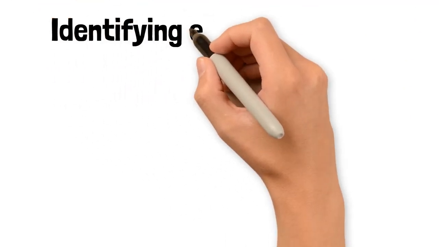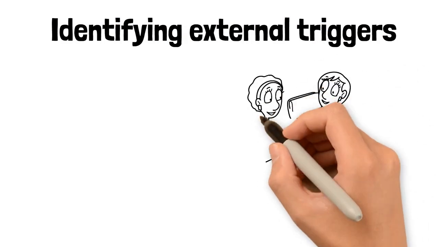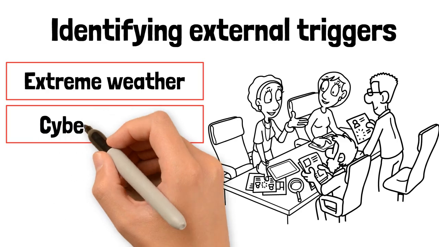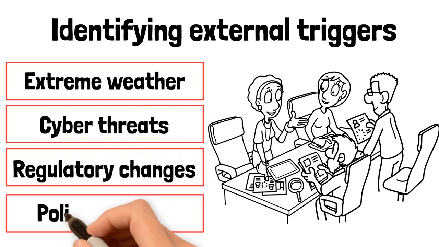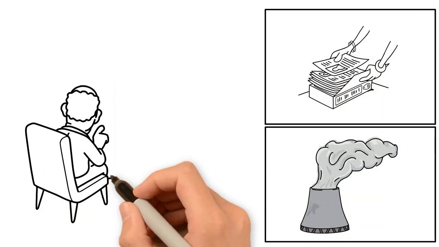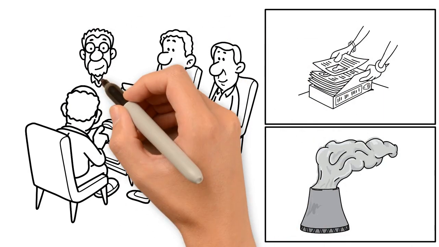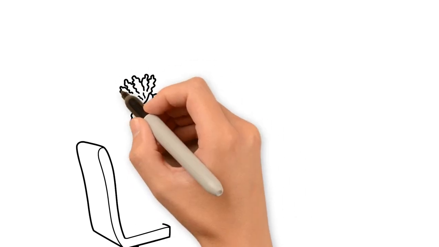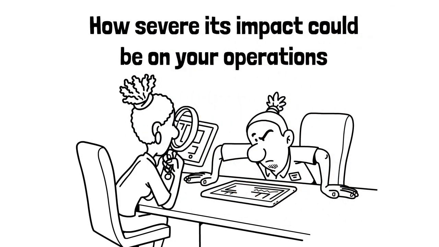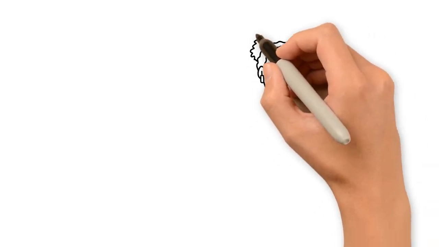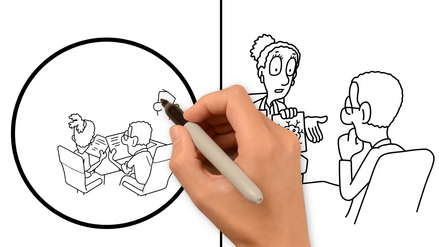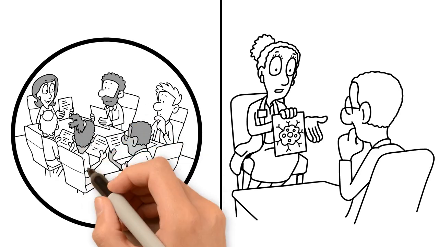Start by identifying external triggers. Look for factors that could exploit vulnerabilities in your organization. Examples include extreme weather, cyber threats, regulatory changes, or political shifts. Use resources like government databases or regional risk assessments to establish a baseline of common stressors in your area or industry. Next, assess how likely each risk is to occur and how severe the impact could be on your operations relative to your inherent vulnerability. Think of it like a doctor gauging the severity of flu season for a patient with pre-existing conditions. It helps you see how these risks could worsen your organization's weaknesses.